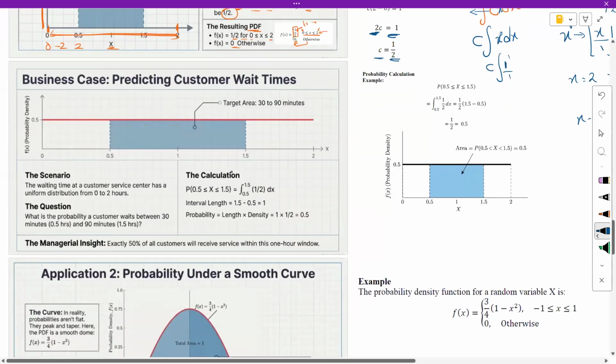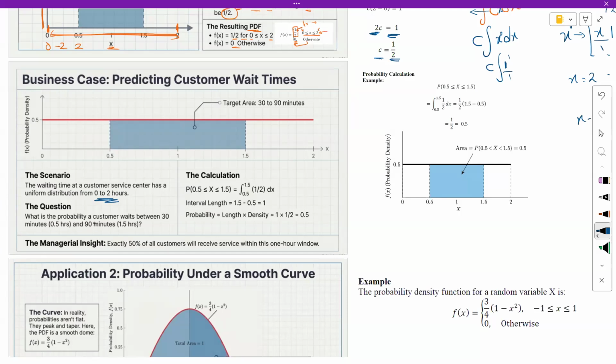Now, let's see the case scenario. The waiting time at a customer service center has a uniform distribution from 0 to 2 hours. It means if you take a shop or any customer service counter, normally the customer waits 0 to 2 hours, maximum 0 hours, 0 waiting, and maximum 2 hours waiting. This is a scenario.